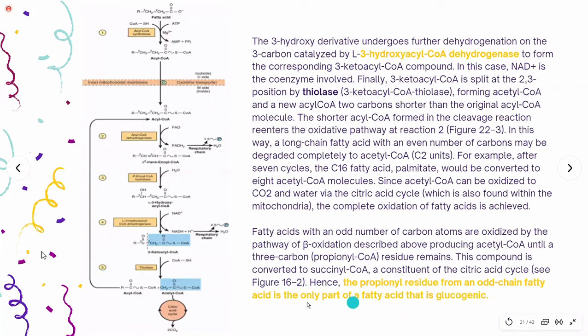And it is the only part of a fatty acid that can become glucogenic. So there's nothing in the fatty acid that you can convert to glucose except when the fatty acid is an odd chain fatty acid, because the last 3 carbons become propionyl CoA.